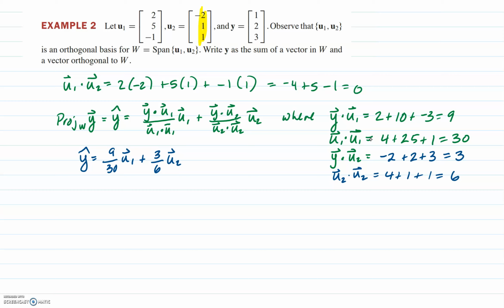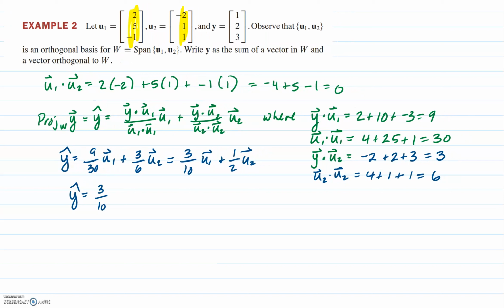We could reduce that, since 3 goes into both of those, so that would be 3/10 of U1 plus 1/2 of U2. So that is my Y hat. We could also just figure out the vector of Y hat, because we know what U1 and U2 are. So this would be equal to 3/10 times 2, 5, negative 1, plus 1/2 times U2, which is negative 2, 1, and 1.